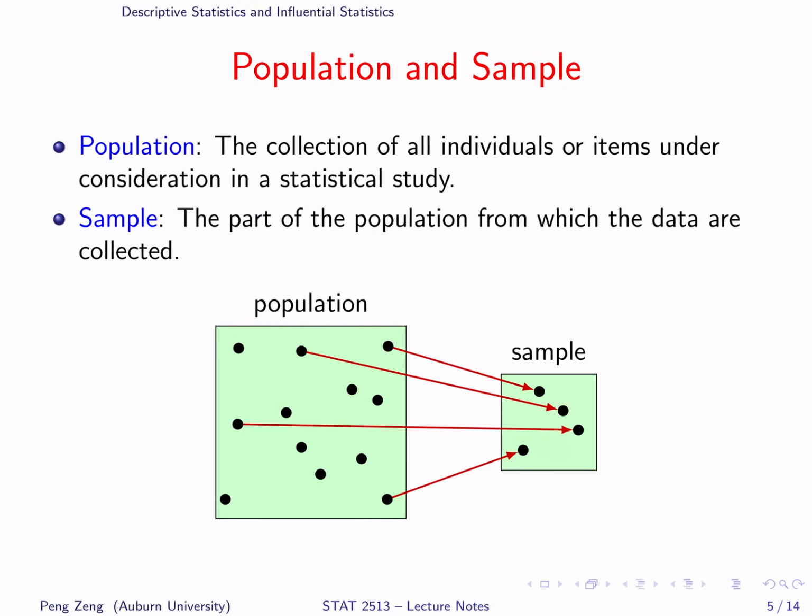Look at the formal definition for population and sample. Population means the collection of all individuals or items under consideration in a statistical study. Population can be people and can be anything else. It depends on the purpose of your study. A sample is just a portion or a subset of the population from which the data are collected. This diagram shows the relationship between the population and a sample nicely.